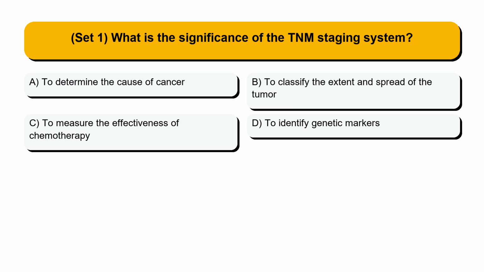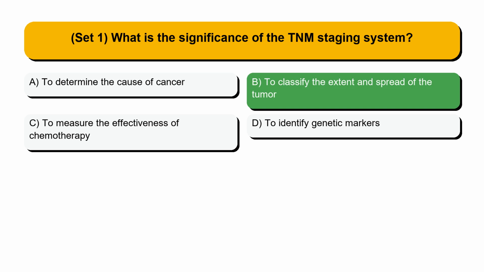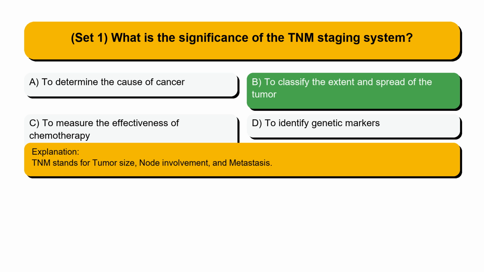Option A. To determine the cause of cancer. Option B. To classify the extent and spread of the tumor. Option C. To measure the effectiveness of chemotherapy. Option D. To identify genetic markers. The correct answer is option B. To classify the extent and spread of the tumor. TNM stands for tumor size, node involvement, and metastasis.